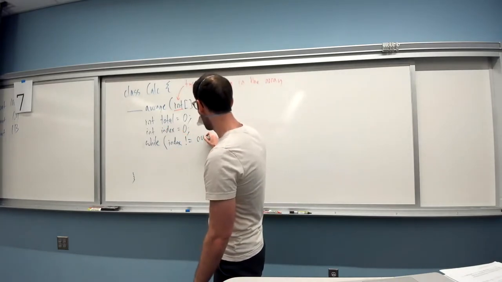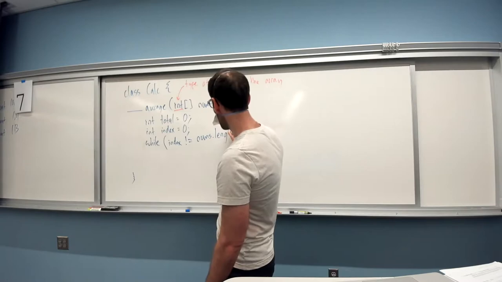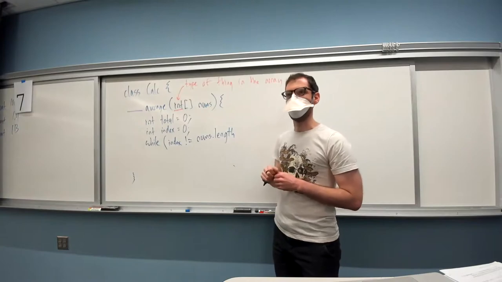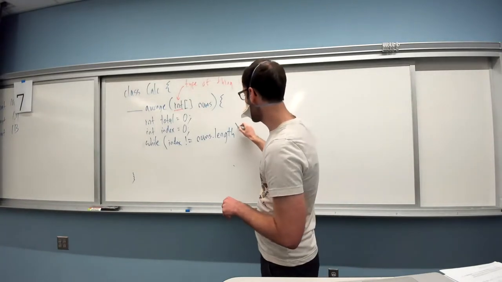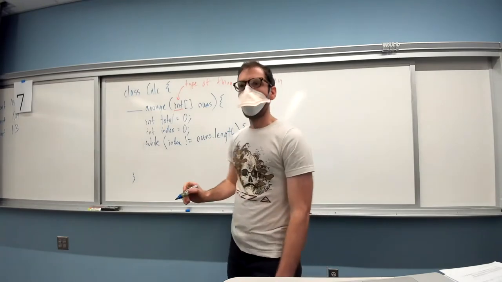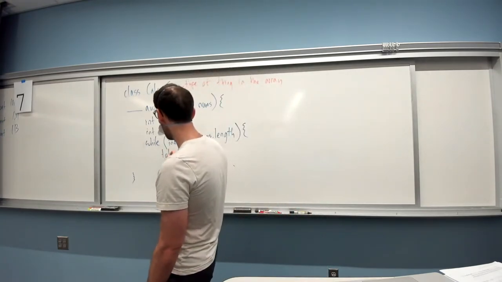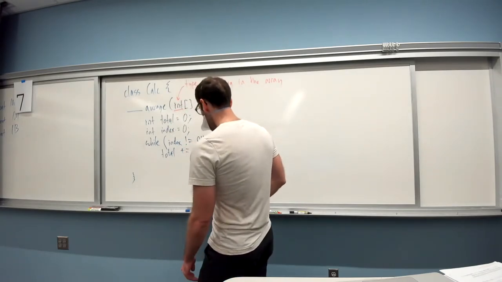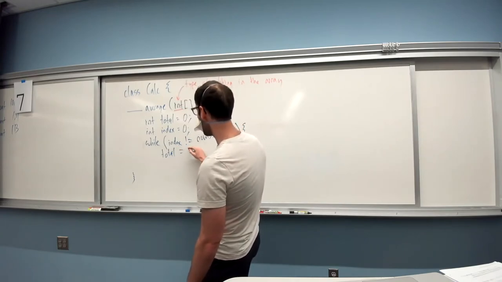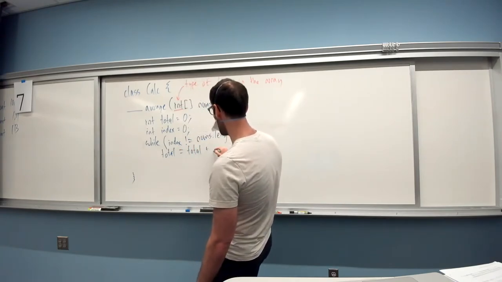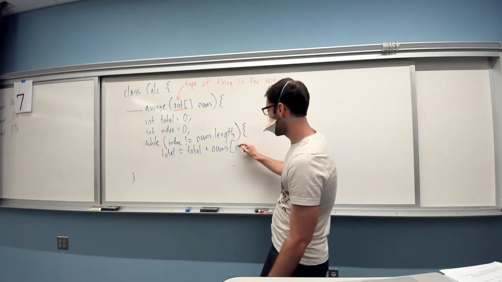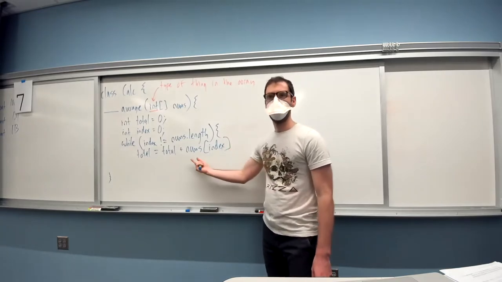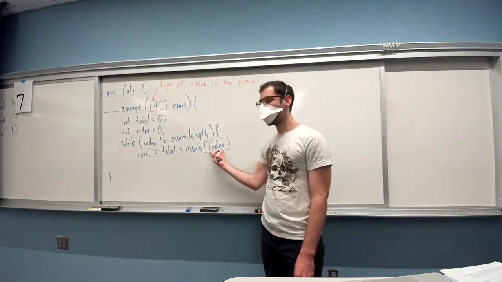In Java, when we're dealing with an array, we would say array.length. It's going to tell us how many things are in the array. Inside this loop, I can say total plus nums bracket index, which is going to give me the number in the array corresponding to that index.